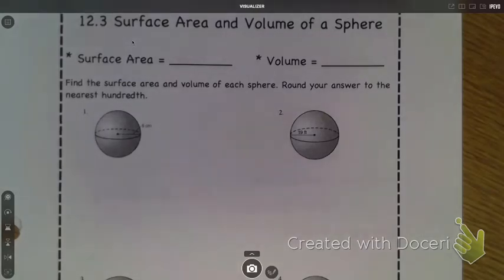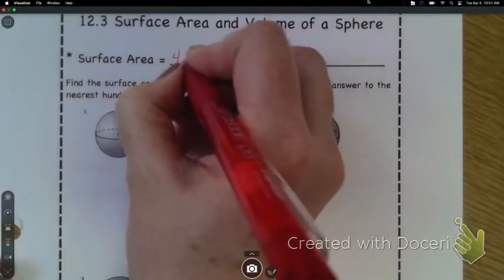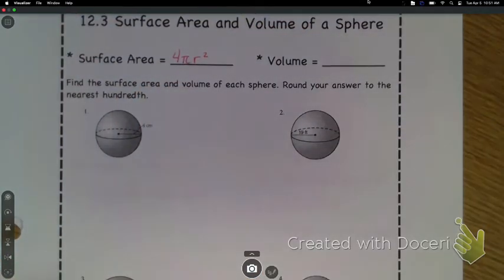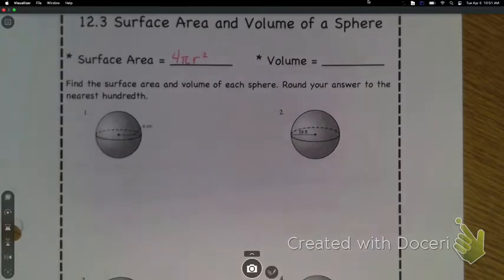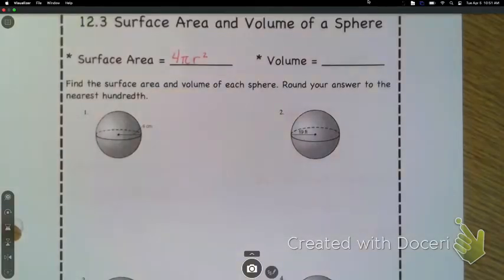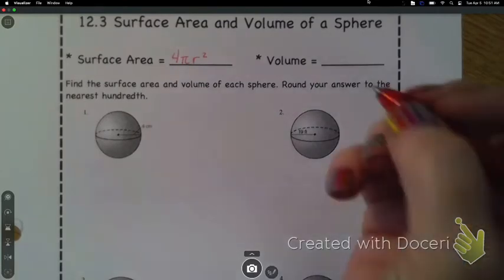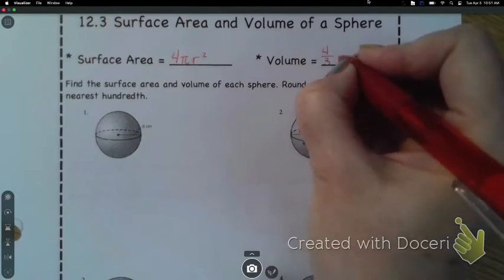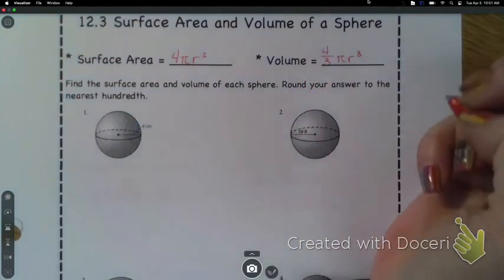12.3, surface area and volume of a sphere. The surface area of a sphere is 4 pi r squared. The volume of a sphere is 4/3 pi r, guess what? Cubed.